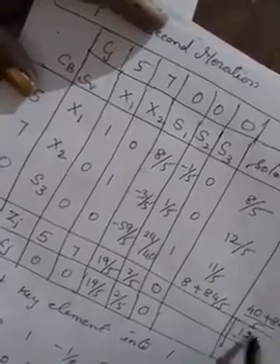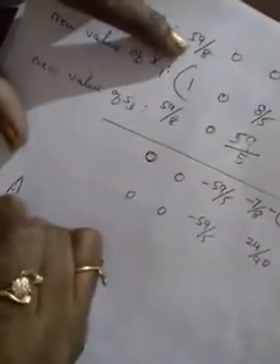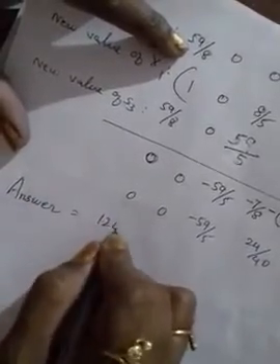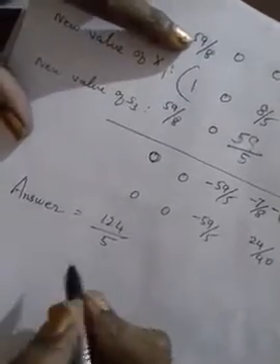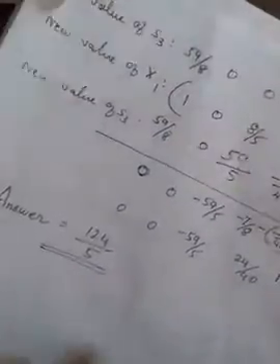So this is your maximization value, 124 by 5. Okay, so write down here, answer. Your answer is 124 by 5. Okay, the Z maximum value is 124 by 5. That's it. Okay, I'll repeat this problem again.